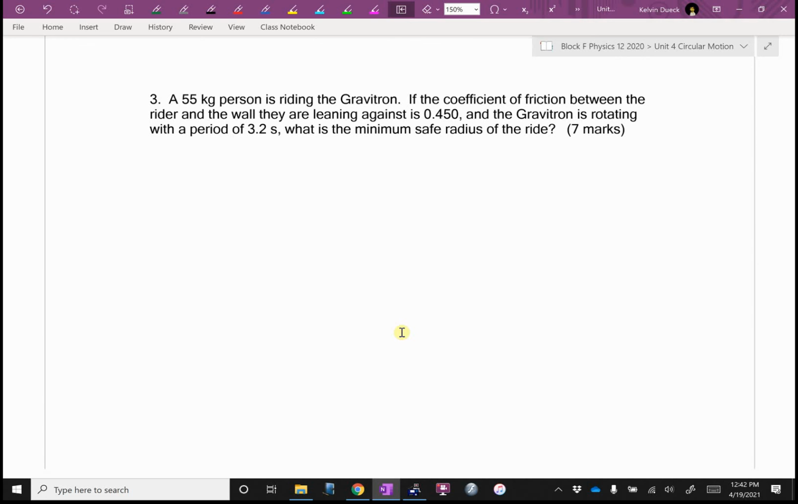A person is riding the gravitron. If the coefficient of friction between the rider and the wall they are leaning against is 0.45 and it's rotating with a period of 3.2, what's the minimum safe radius? This is a job for a free body diagram.